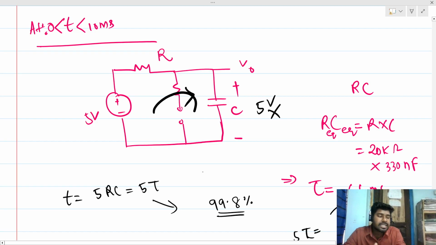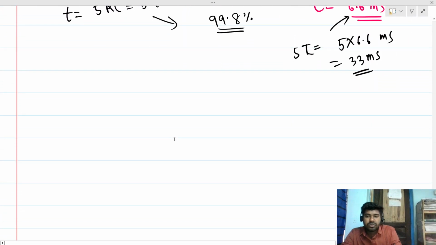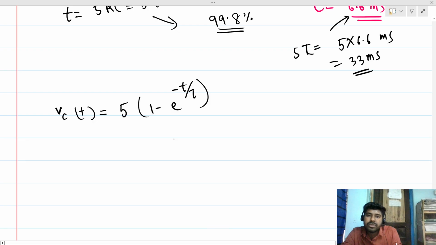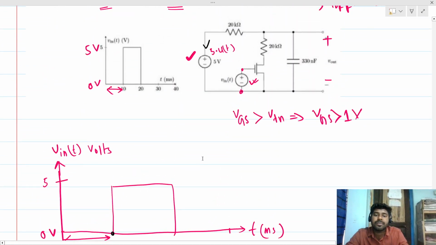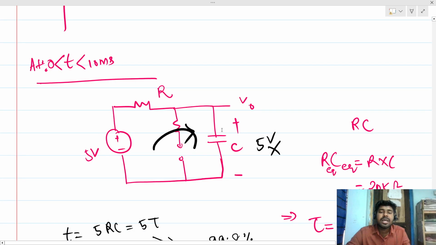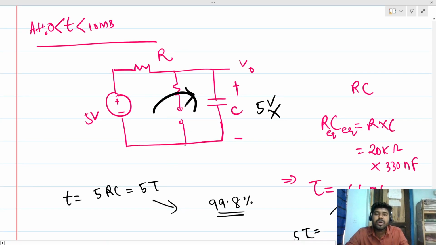So how much will it charge? We can find the equation. Our Vc of t, as the initial charge is 0, we can directly write as 5 times 1 minus e power minus t by RC, t by tau. So we need to find that, in volts. Intuitively, I can say this cannot be charged to fully 5 volt, because to charge fully to 5 volt it needs 5 times RC, 5 tau.